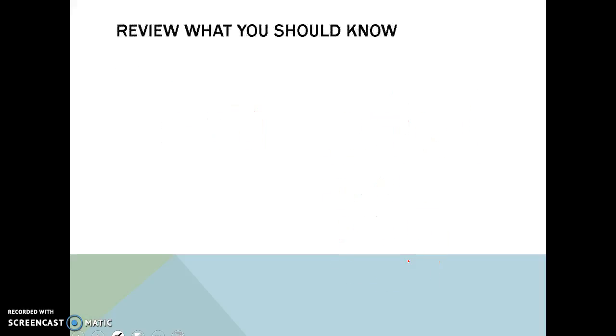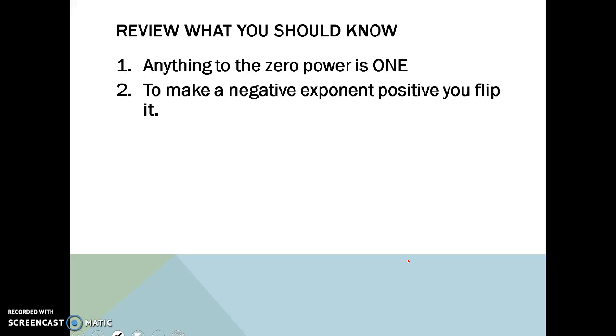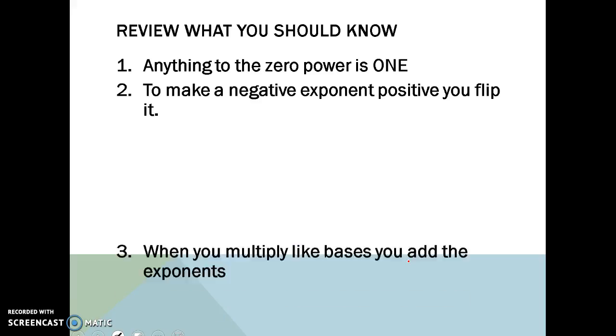So let's take a look at what we should know. First of all, anything to the 0 power is 1. Anytime we have a negative exponent, you can flip it and it becomes a positive exponent. So if it's a negative exponent and it's on top, you could put it on the bottom and it becomes a positive exponent. And if it's on the bottom and it's a negative exponent, you can move it to the top and it becomes a positive exponent.